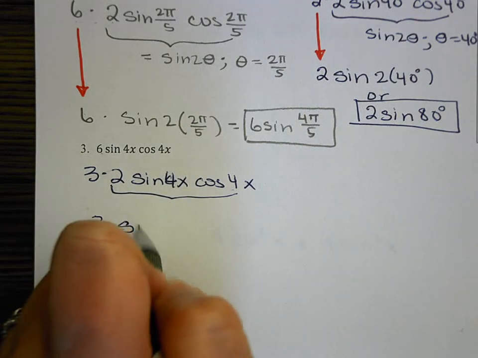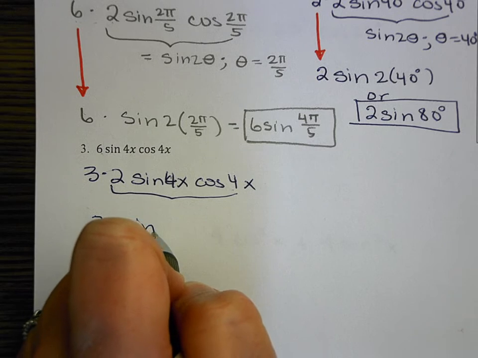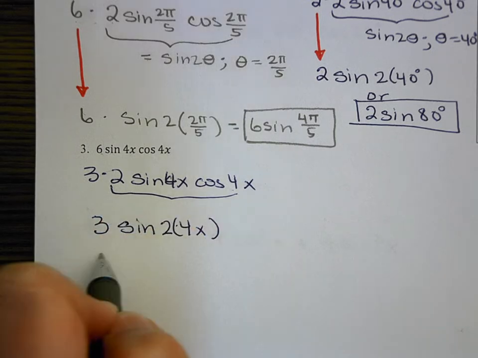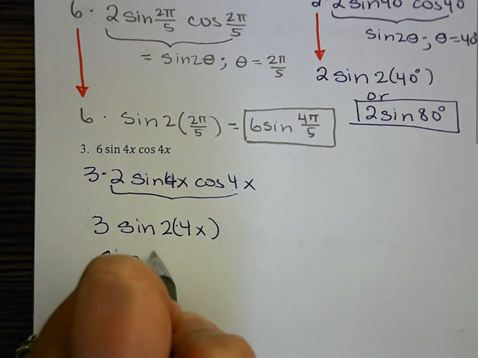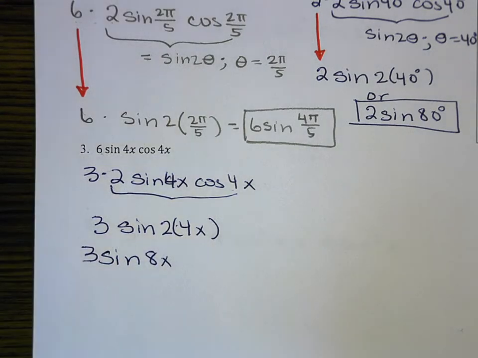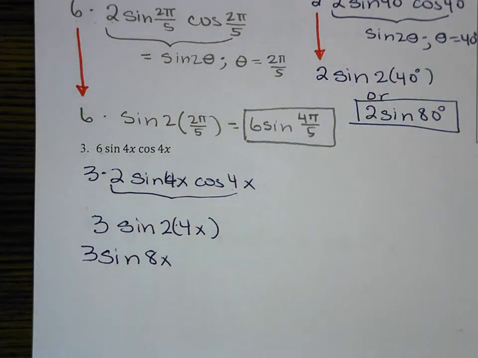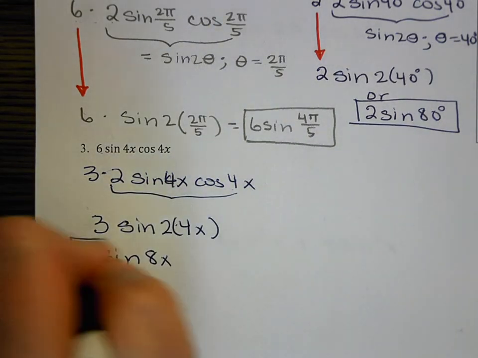And then this is going to turn into sine of 2 times 4x, which is just an 8x. Okay. So the cosine isn't like disappearing, right? So you can't think of it as, oh, the cosine just magically disappeared.